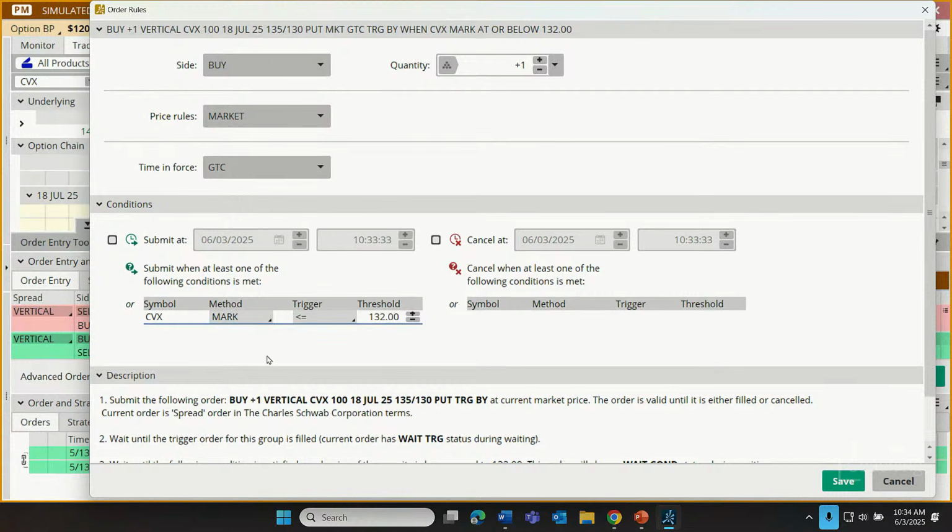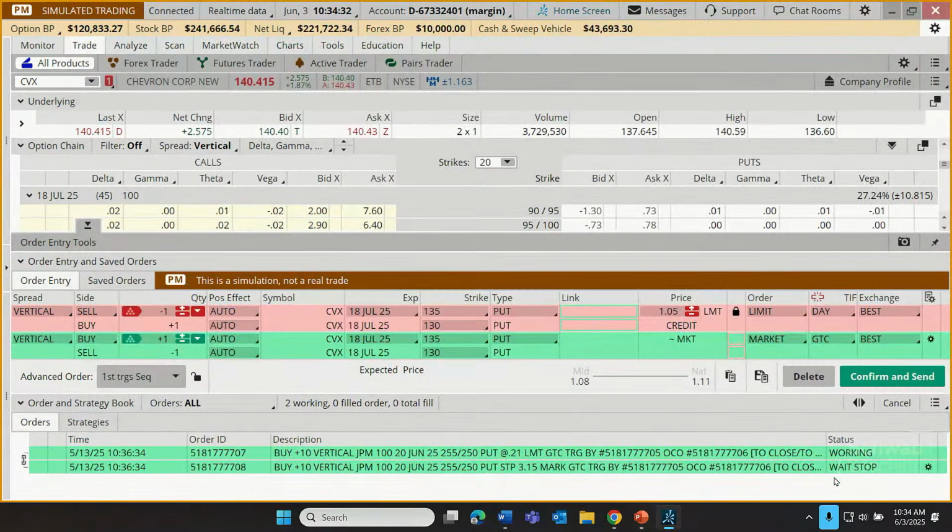That's our threshold. So we're just telling the system, hey, if the price of Chevron stock happens to fall to less than or equal to $132, kick off a market order to buy out of these contracts for them. Save that. And that's how we might add that condition.